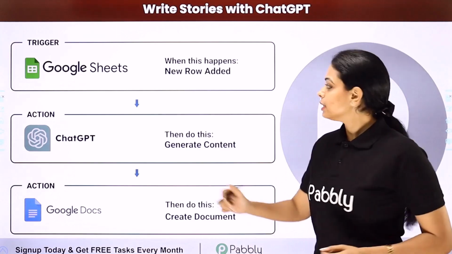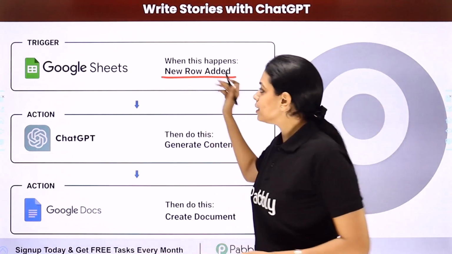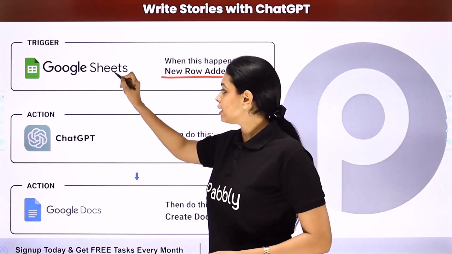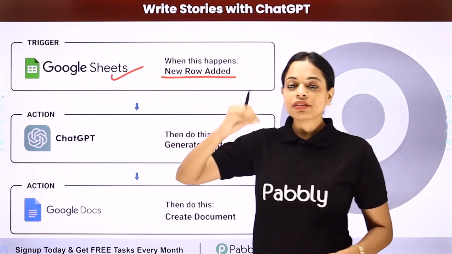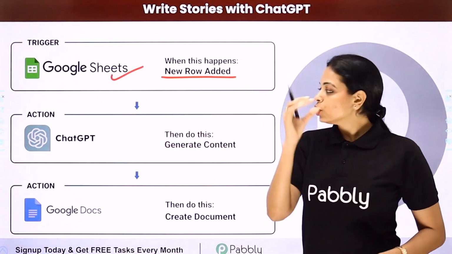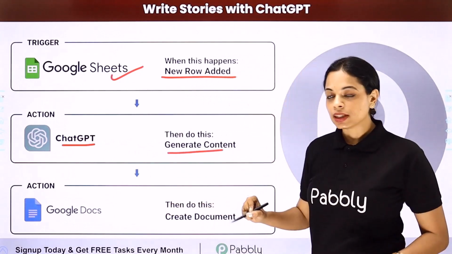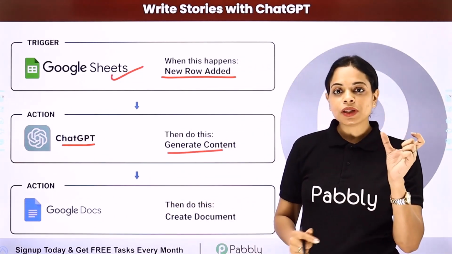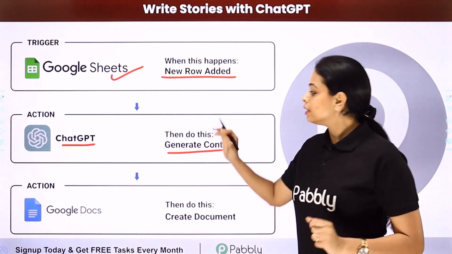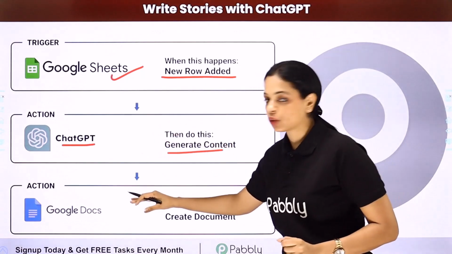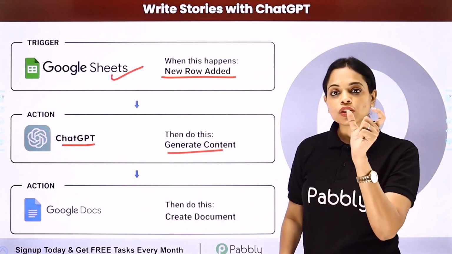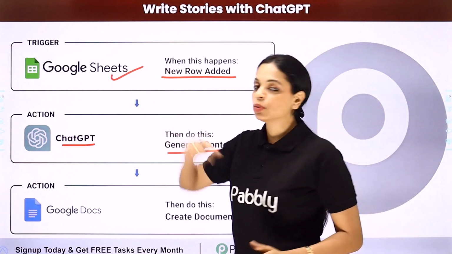Now, here, let's say that every time a new row is added in your spreadsheet, here we have taken the example of Google Sheet. So, every time a new topic is added, you want that with the help of ChatGPT, first the story should be generated. And then a document should be created in the name of the story, and then this story should be appended to the same document. Then the link of that document should be again shared in Google Sheet.